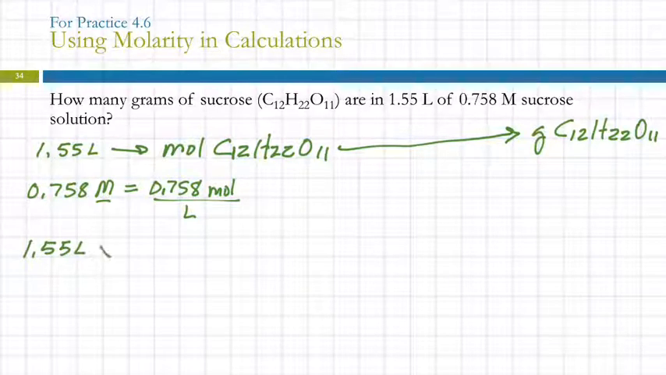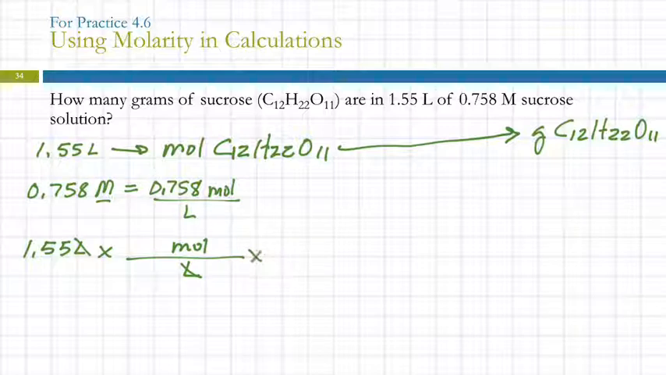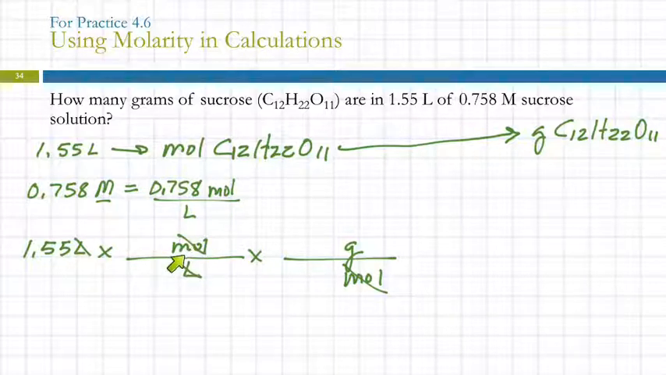1.55 liters of solution. I want moles on top. I'm going to put liters on the bottom so those cancel out. And then I'm going to go grams and moles on the bottom. It's grams of sucrose. There's not a chemical reaction occurring here, so the substance isn't changing its identity, so you can be a tiny bit slacker and just leave off the formula. This mole to moles and liters relationship is the molarity. So 0.758 moles per liter.